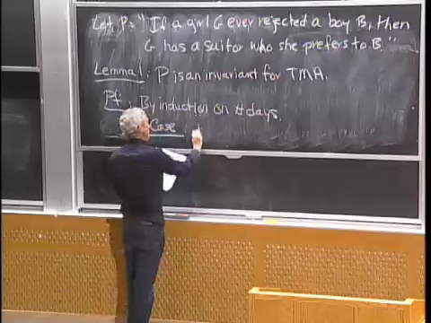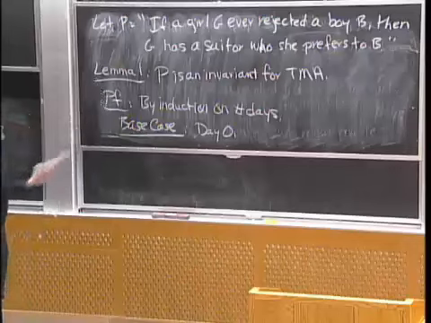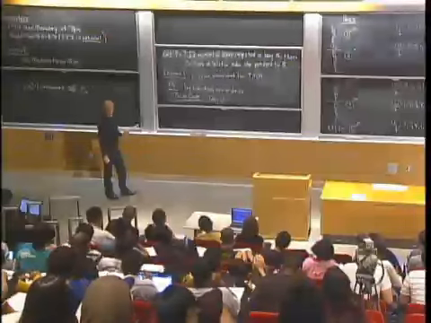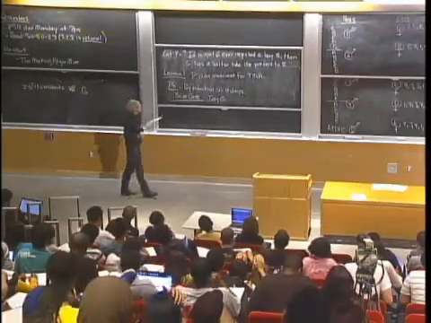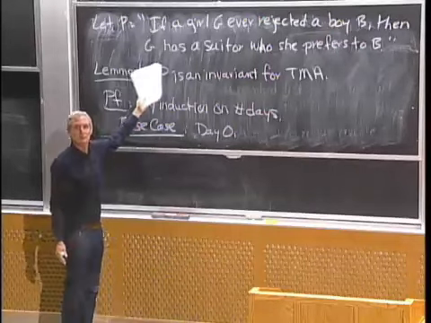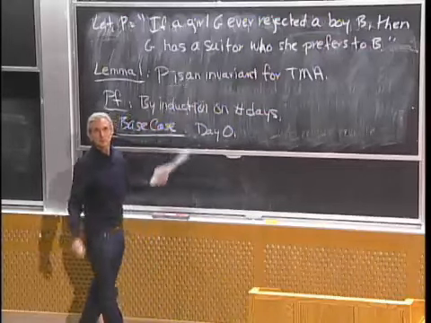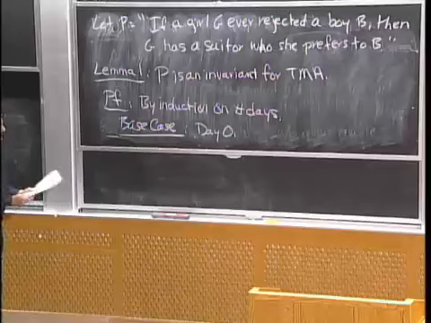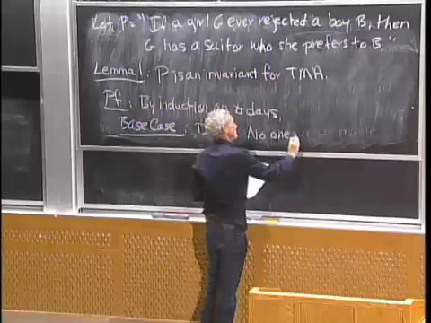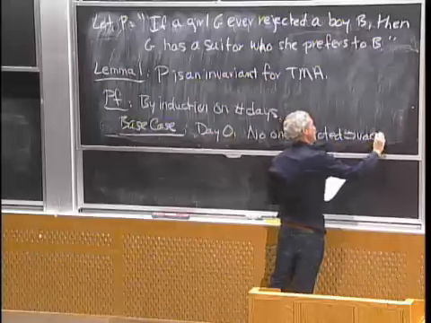Well, is that statement true on day 0? Yeah, it's true for sort of a weird reason. Nobody's been rejected yet. So it's what's called vacuously true, because there is no girl G who has rejected any boy. So it's true. Okay? So no one is rejected yet, so it's vacuously true.